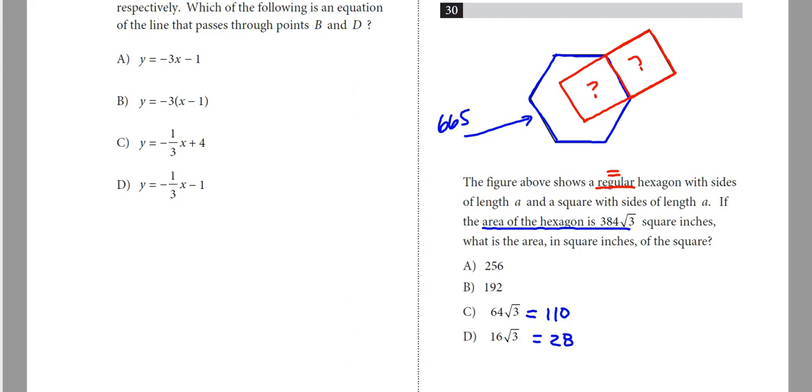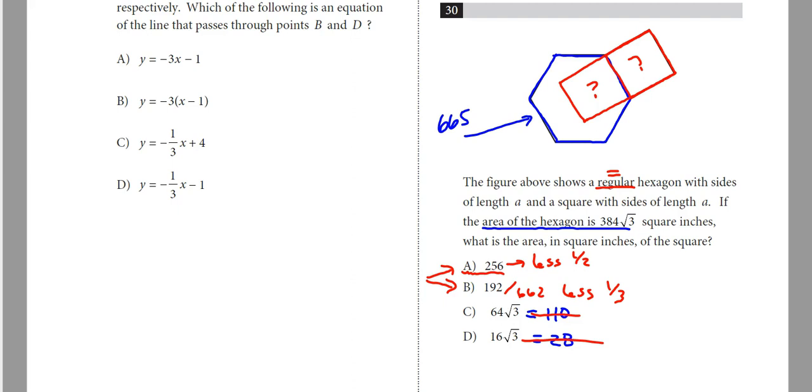Well, I think 28 is extremely too small. That looks like it's way bigger than 28 if the blue is 665. And I also think 110 is out of the question. Now we're kind of in a dogfight. I'm not quite sure between these two. Looking at B, 192 compared to 665, that's less than 1/3. And I don't know, man, that square to me looks like it might be more than 1/3. You know, 256 is less than half, but bigger than 1/3. So I'm not positive, but I'm leaning towards A.